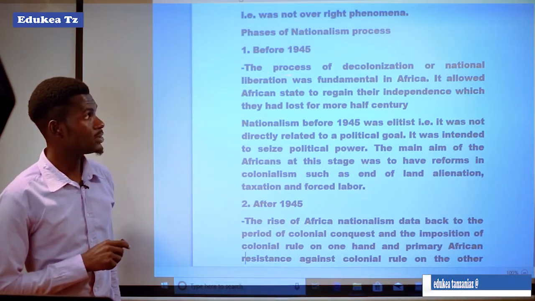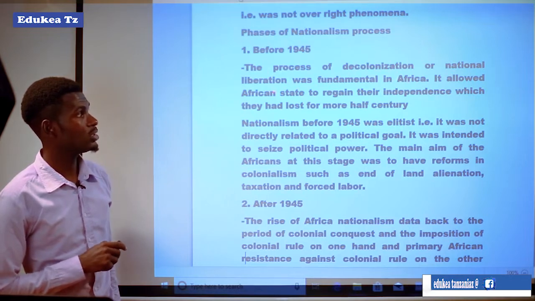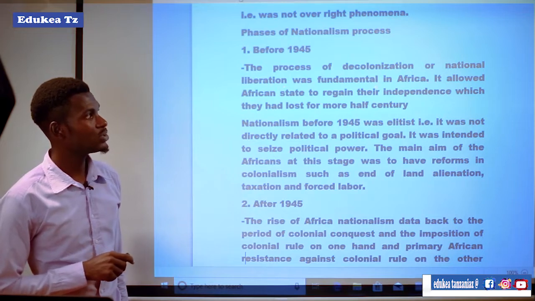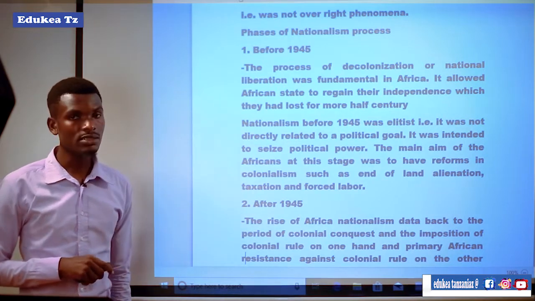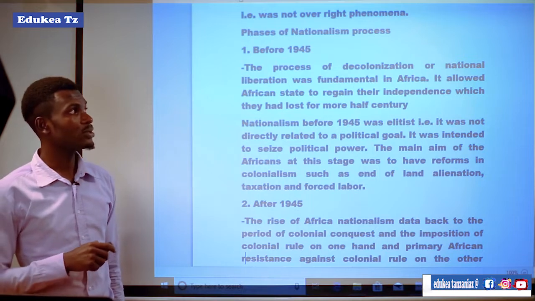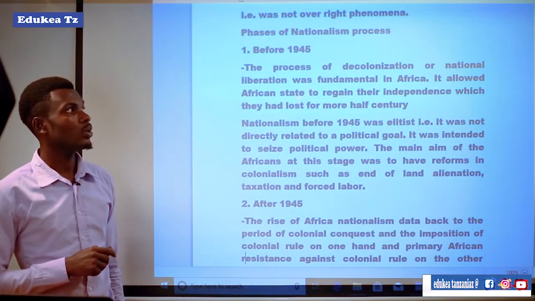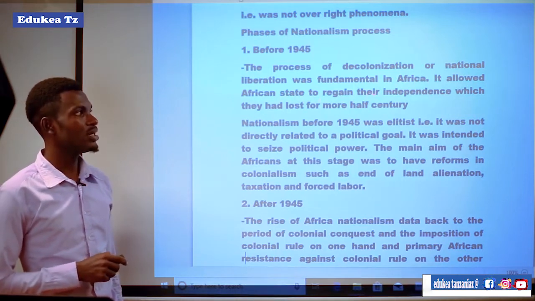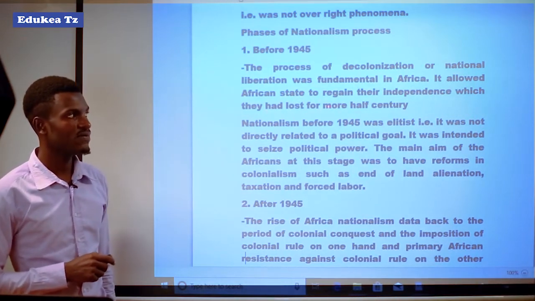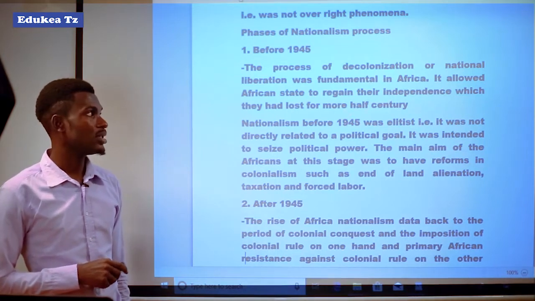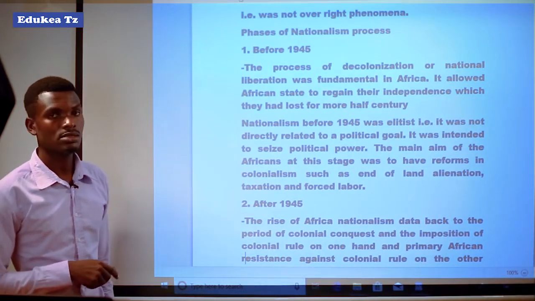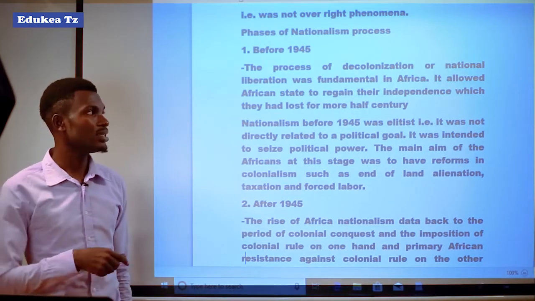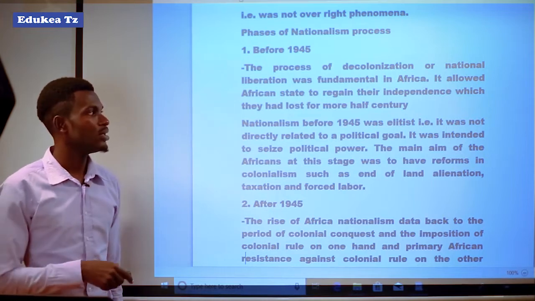The process of decolonization or national liberation was fundamental in Africa. It allowed the African states to regain their independence, which they had lost for almost half a century.